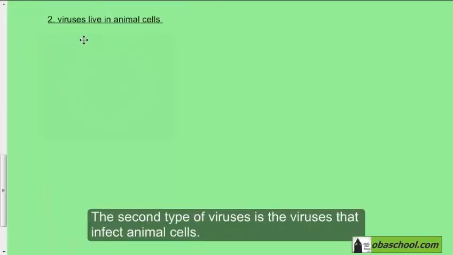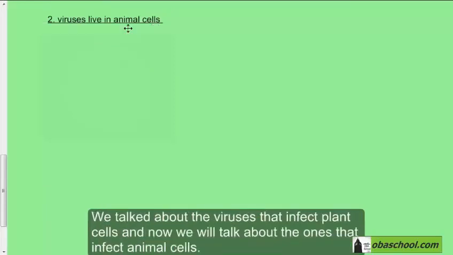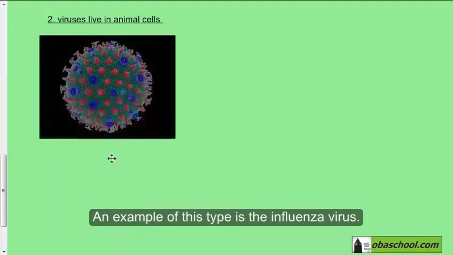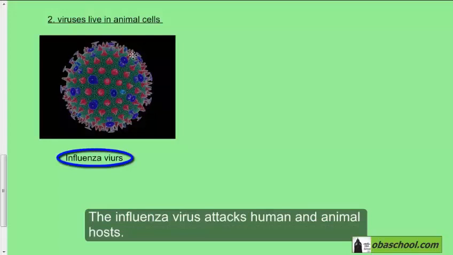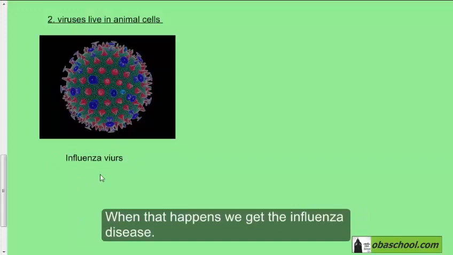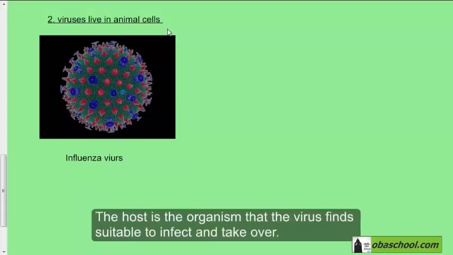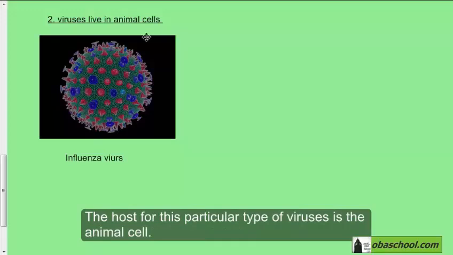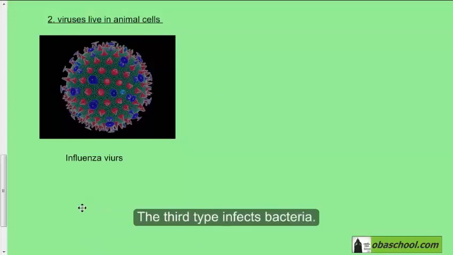The second type is a virus that infects and lives in animal cells. We talked about the viruses that infect plant cells, and now we will talk about the ones that infect animal cells. An example of this type is the influenza virus. The influenza virus attacks human and animal hosts. When that happens, we get the influenza disease. The host is the organism that the virus finds suitable to infect and take over, as we said. The host for this particular type of viruses, again, is the animal cell.